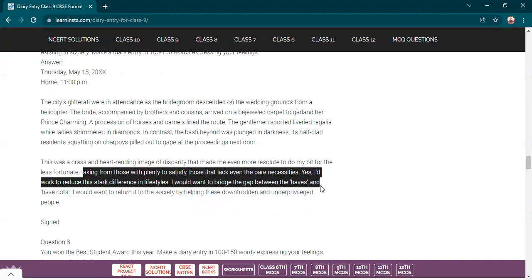Yes, I would work to reduce this stark difference in lifestyles. Now you have told what you watched over there at the marriage, what sort of people were attending. Now, what will be the effect of that on you? Fine, that I would work to reduce this stark difference in lifestyles. I would want to bridge the gap between the haves and have-nots. Haves means rich people, have-nots means poor people. Those who have are rich, those who do not have are poor. Fine, I would want to return it to society by helping these downtrodden and underprivileged people.